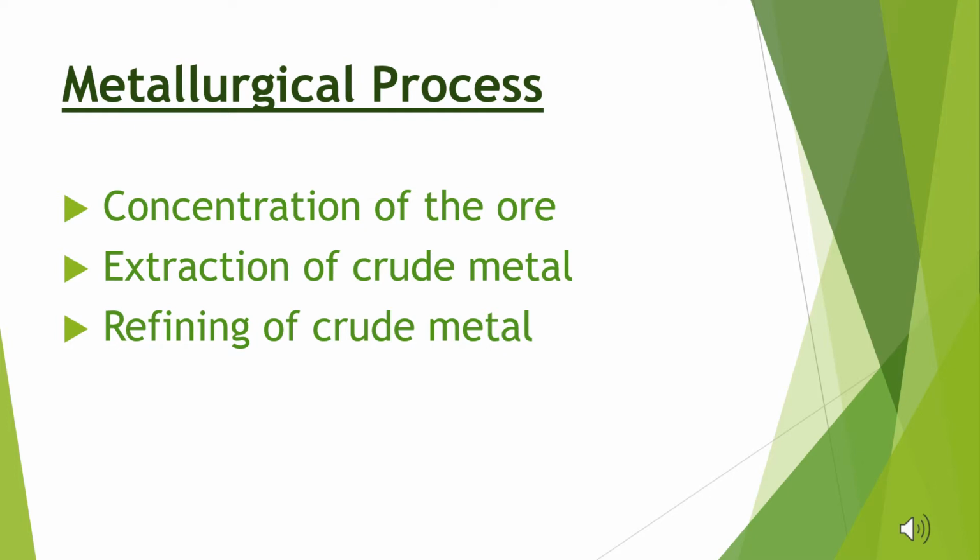Still, the crude metal consists of some impurity. It can be removed by the third step, refining of crude metal. Normally, we may refine the crude metal by the distillation process, liquefaction process, electrolytic refining process, zone refining process, or vapor phase process.